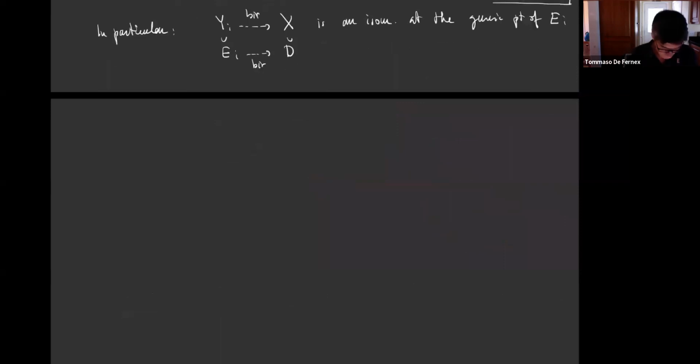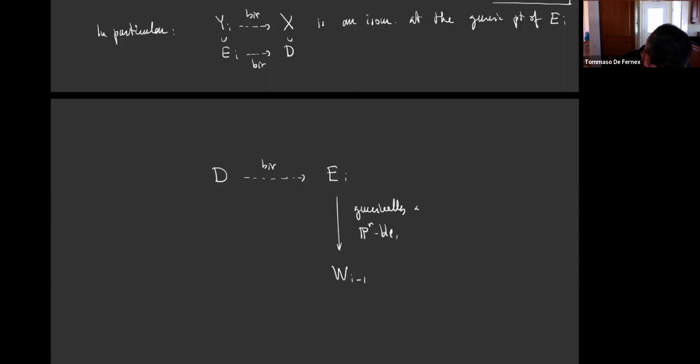Okay. So now we can put these things together. So what do we have? We have a divisor D. We have a birational map to some EI. And now EI has a fibration of a WI minus 1. And if I take EI to be the first integer for which I have this property, this birational map with D, then what I see here is that this map is generically a PR bundle with R greater than 1, because it's a fibration.